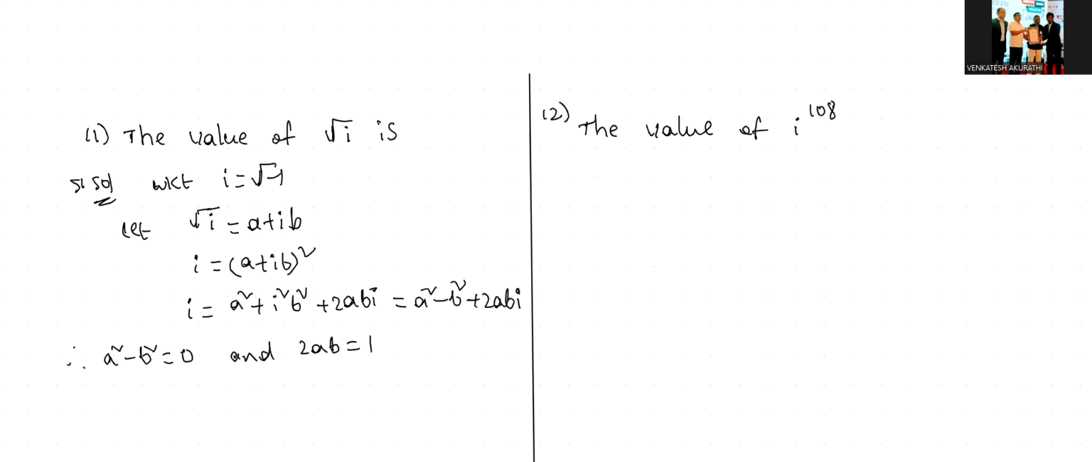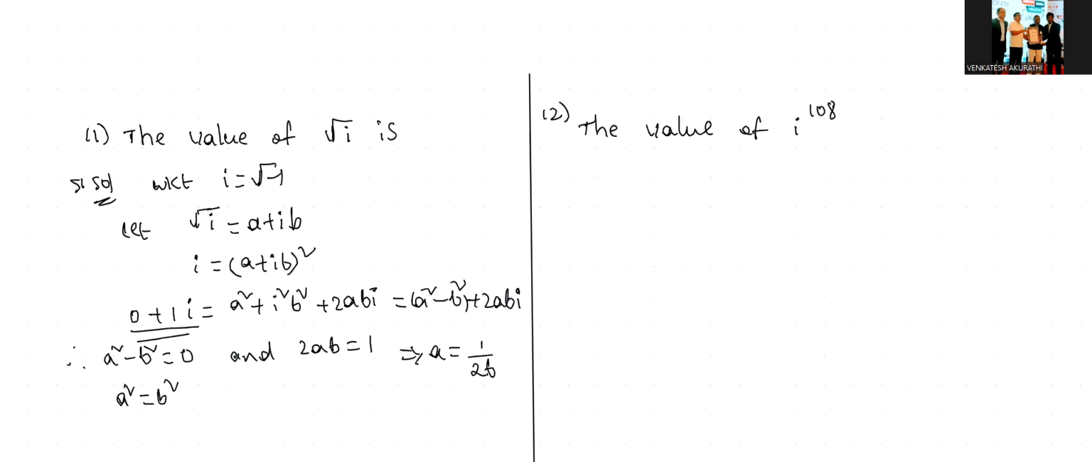Here we can write i as 0 plus 1i. So this is a complex number, comparing coefficients, 0 plus i is the same as 0 plus 1i. So we compare the real part with the real part and the imaginary part with the imaginary part. So a square minus b square is equal to 0, that is a square is equal to b square. Here 2ab is equal to 1, that implies a is equal to 1 by 2b.